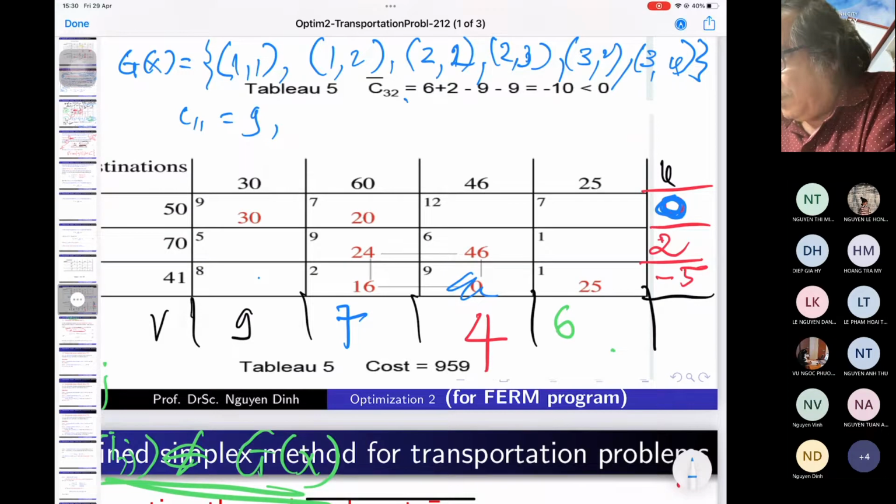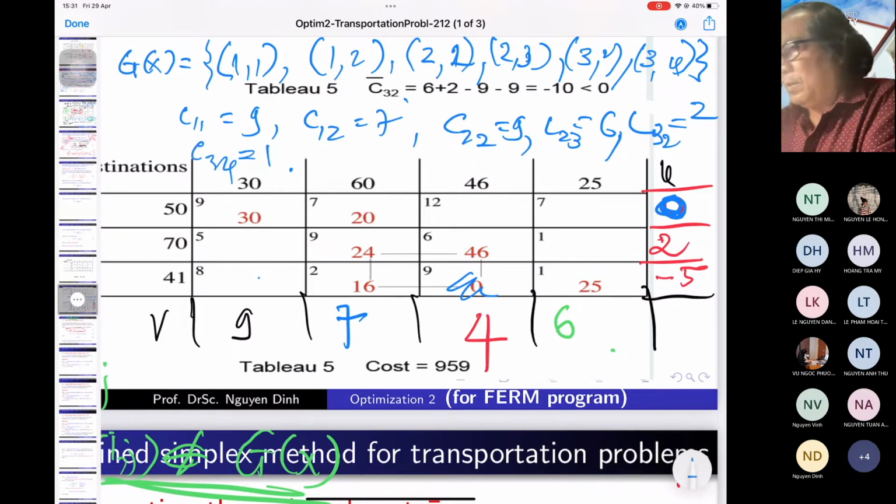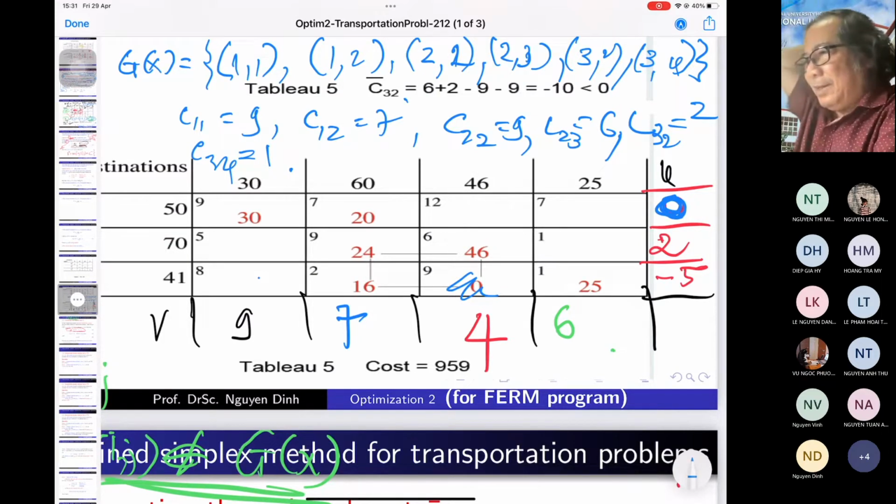C11 equals 9. C12 equals 7. C22 equals 9. C23 equals 6. C32 equals 2. And then C34 equals 1. That's okay. You install this to the computer so it understands this.